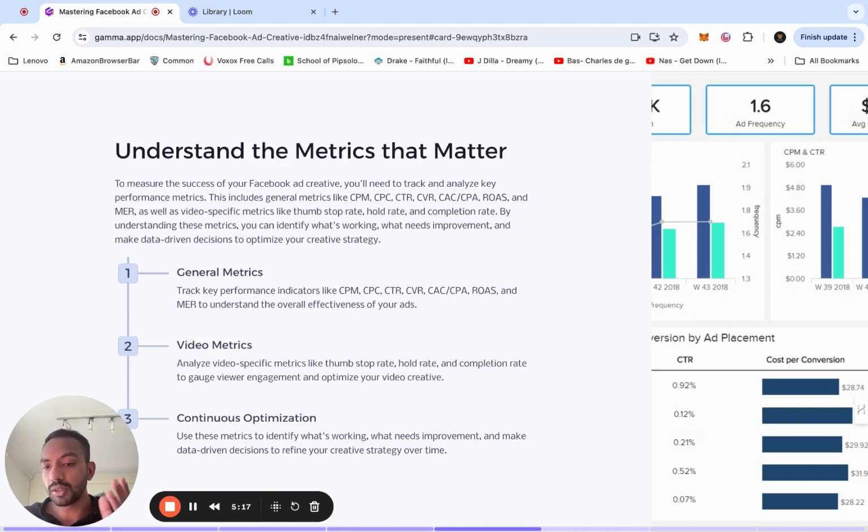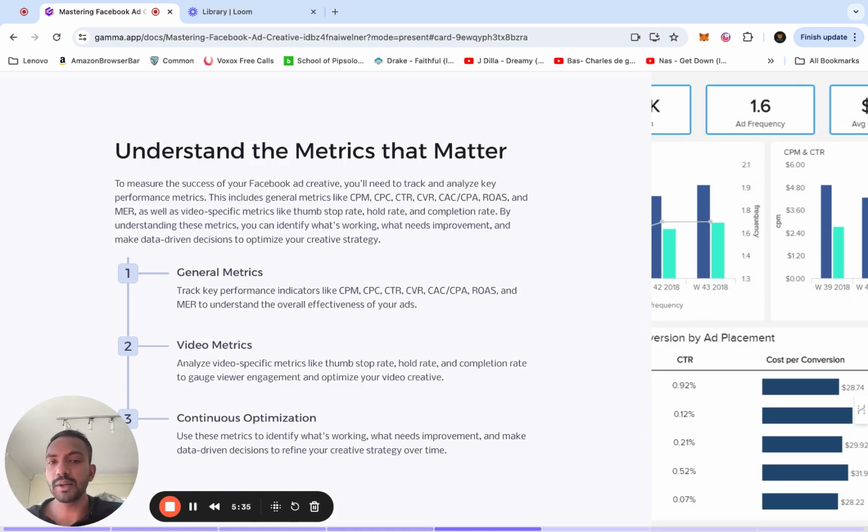So, your general metrics come down to your key performance indicators like CPM, which is cost per mil or cost per thousand impressions, CPC, which is cost per click, CTR, which is click through rate, CVR is your conversion rate, CAC or CPA is your cost per acquisition, and ROAS is your return on ad spend. And your KPIs should always be in a specific range.